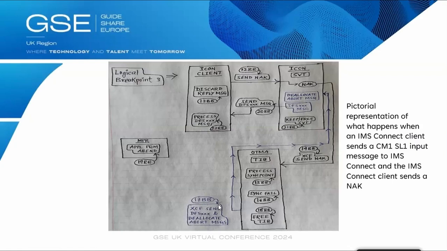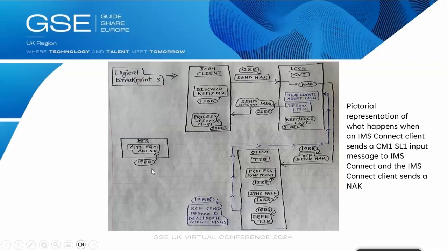Number 17, over here, OTMA processes the failed sync point and sends the DFS XXX message and deallocate abort message to IMS Connect via XCF. The messages can arrive in IMS Connect via XCF in any order. Number 18, over here, this process should sound familiar. OTMA will delete the TIB control block.